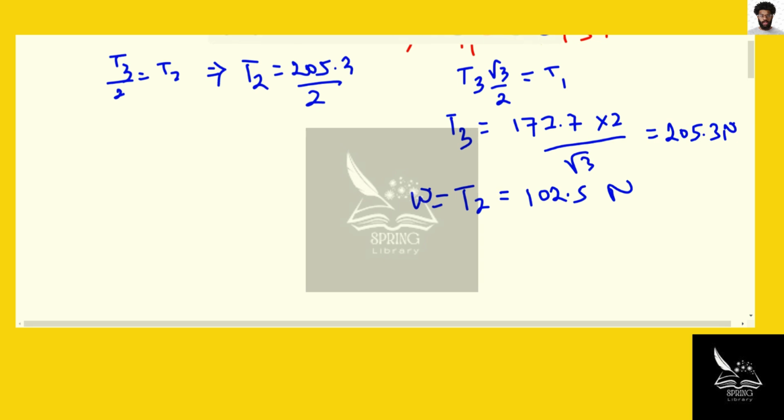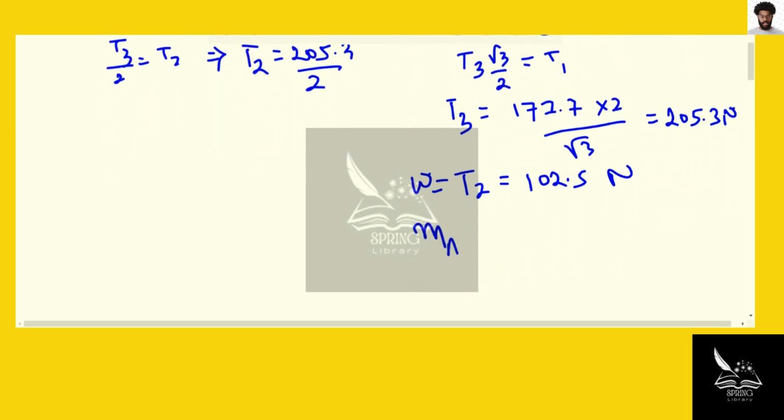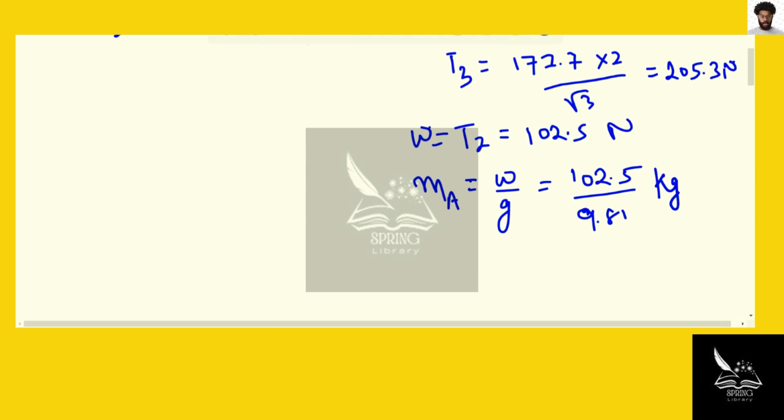And from here we can compute the mass of block A. That mass will be weight divided by the acceleration due to gravity. So that's 102.5 divided by 9.81, and this will come out in kilograms. When we divide 102.5 by 9.81, we get the mass here as 10.5 kilograms.